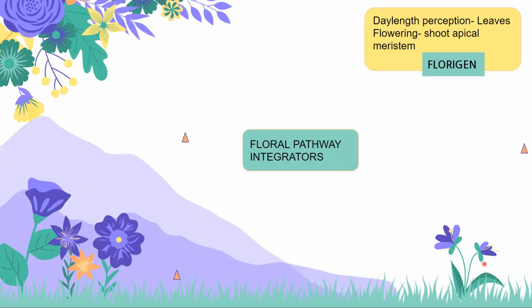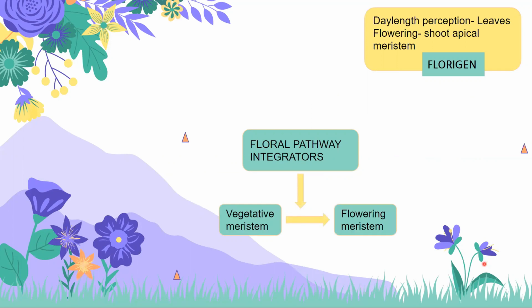Now, flowering is quite a complex process that mainly involves the conversion of a vegetative meristem to a flowering meristem. This can occur in response to two main cues. First is the environmental cue, and second is autonomous, that is independent of any environmental stimulus. Let us first look at the environmental stimulus.